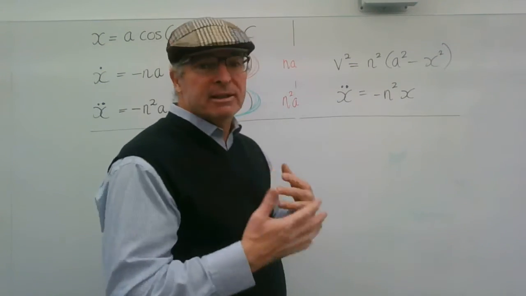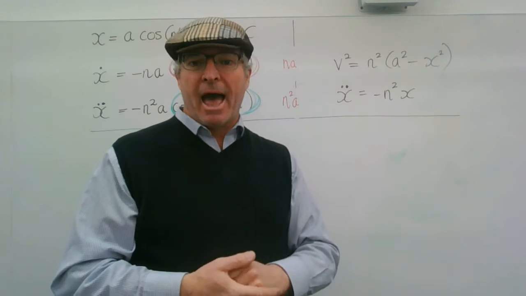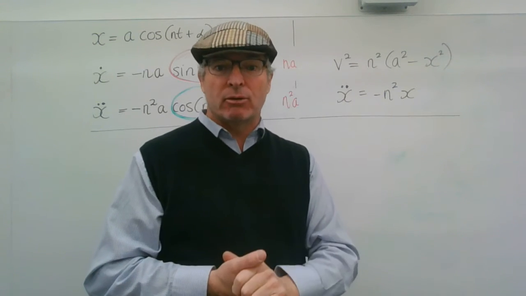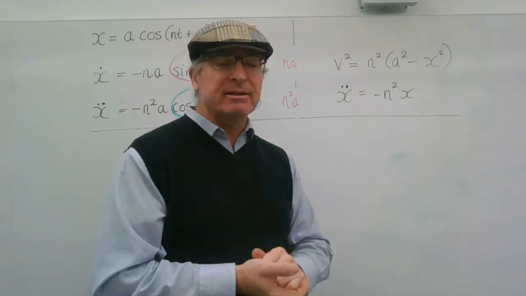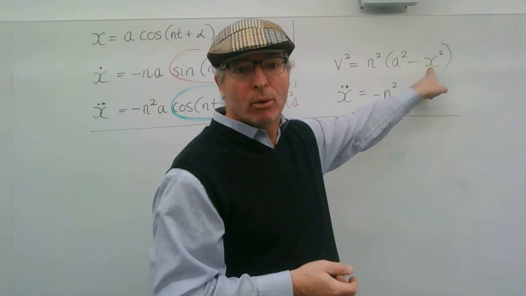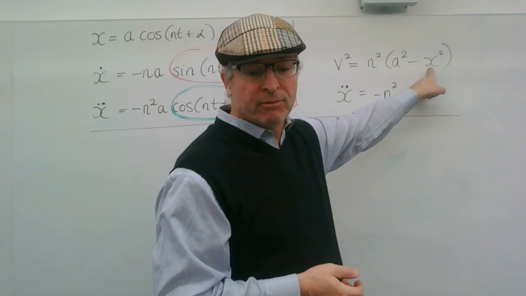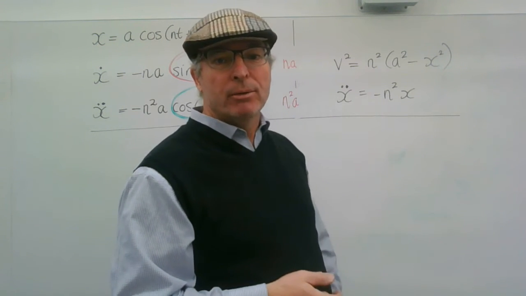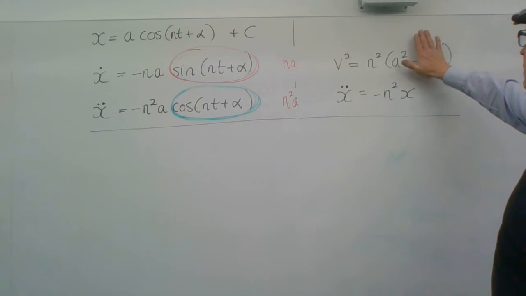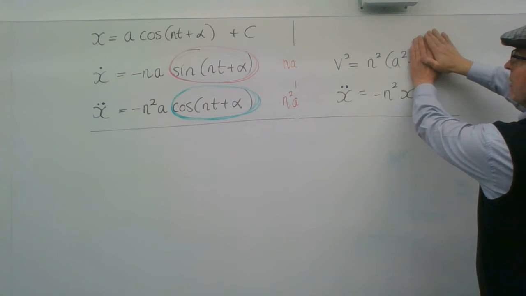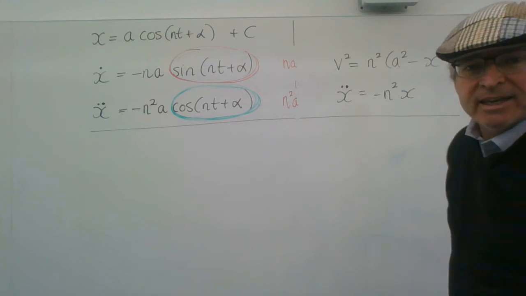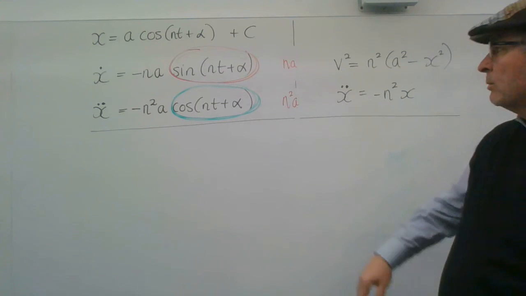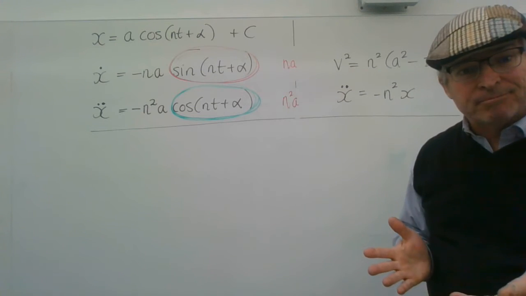For example, the maximum velocity we know happens as the particle is traveling through the center of the motion, because that's simple harmonic motion. It's fastest at the center. So you can put x is 0 to find the maximum velocity. If you put x is 0 and you cover that up, because it's 0, you get v squared equals n squared a squared, which means square root that and you get nA.